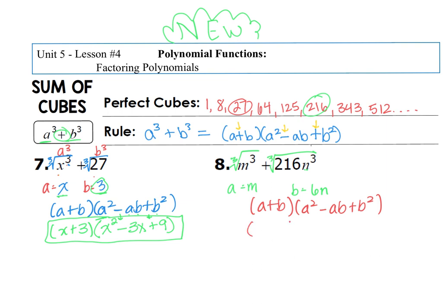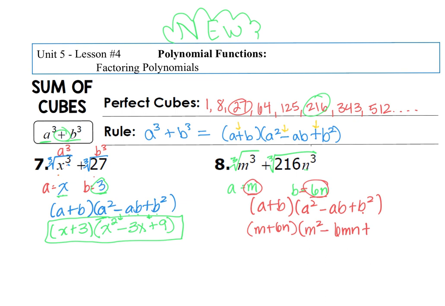So my a plus my b will be m plus 6n. So m plus 6n represents a plus b. And then my a value squared goes next. So that would be m squared, because that was a. Minus sign. A times b is m times 6n. So remember to go alphabetical when you write your variables. 6mn. Plus sign, and then our b value squared.